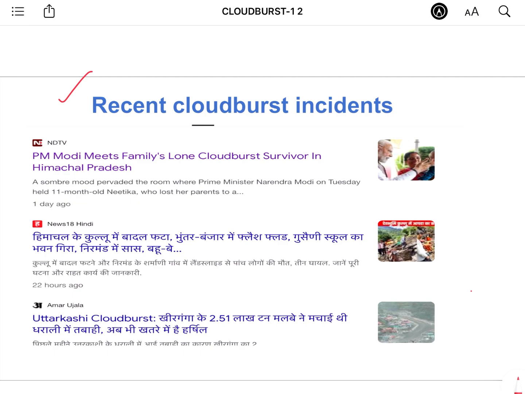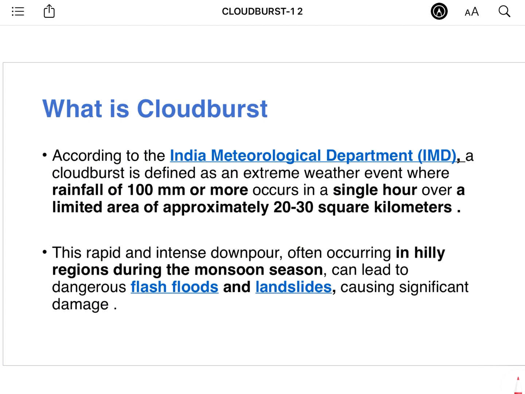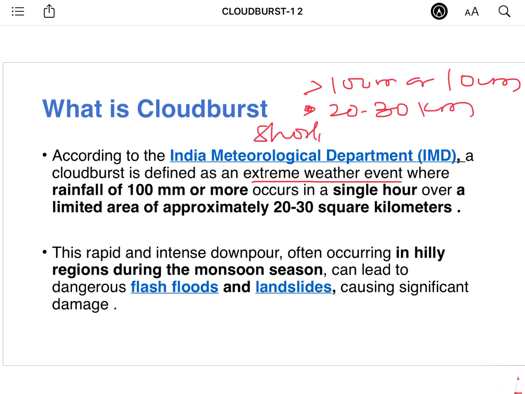So what is cloudburst? First we will learn what a cloudburst is. As per IMD, India Meteorological Department, a cloudburst is defined as an extreme weather event where rainfall of greater than 100 mm or 10 centimeter happens over an area of 20 to 30 kilometer within a very short span of time, that is 1 hour. So you can understand, if within 1 hour 100 millimeter rainfall happens, then that area will get flooded.